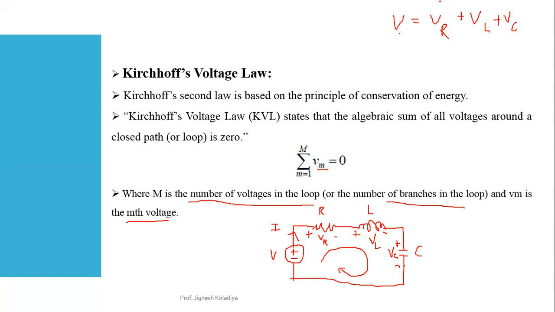Now I want to tell you how we can say that it is based on the principle of conservation of energy. So anyone can tell me, as in the previous topic I have written, I is equal to dq by dt, rate of change of charge. Just like that, how can I write for V? Anyone can tell me?